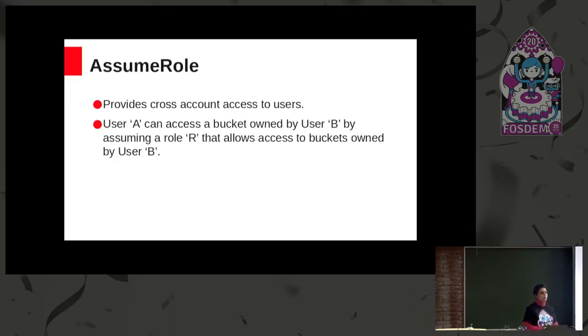Now I will be talking about a couple of STS APIs that have been implemented in RGW. The first one is the AssumeRole API, which is mainly for providing cross-account access to users. Let us say we have two users, user A and user B, and user B has some buckets which user A wants to access temporarily. In this case we can create a role R and attach a policy to it which will allow access to the buckets of user B, and then user A can simply assume the role R and get back a set of temporary credentials, and it can start accessing user B's bucket going forward.